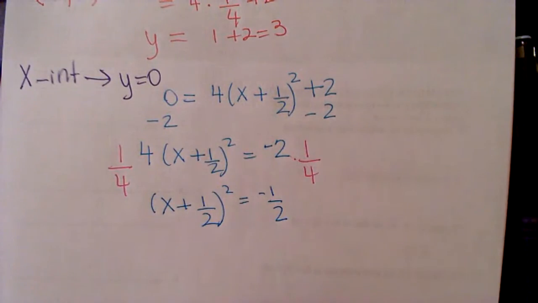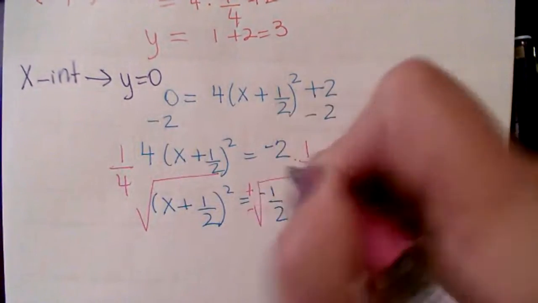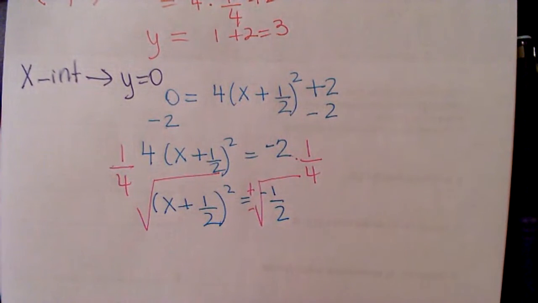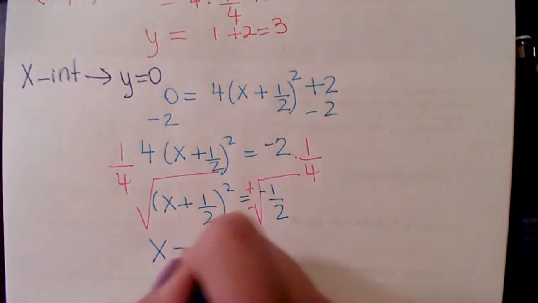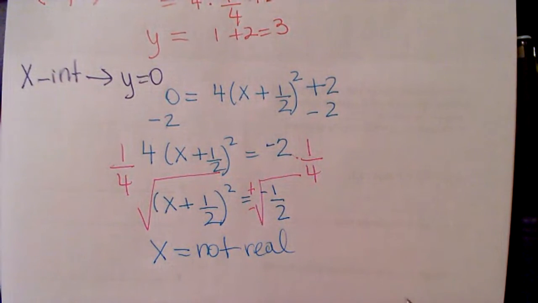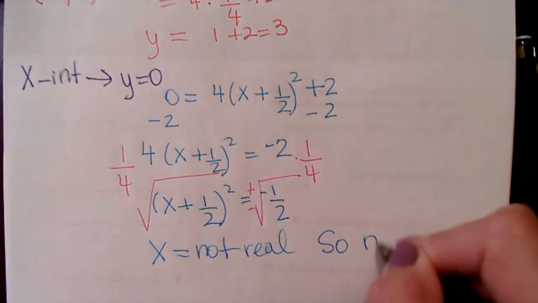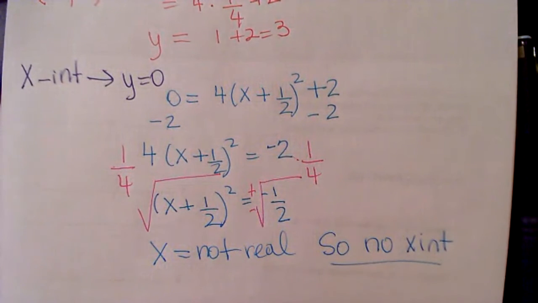Now, square root, plus or minus square root. And what happens there? X is not real. So that means there's no x-intercept. Okay?